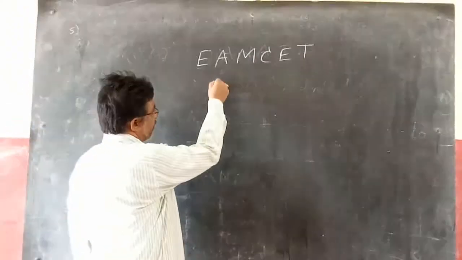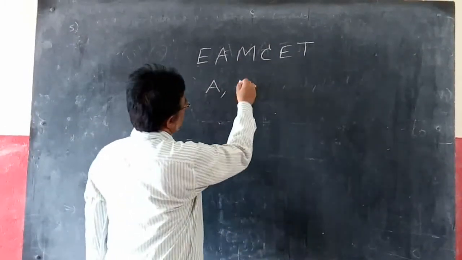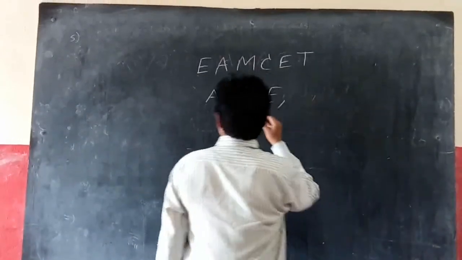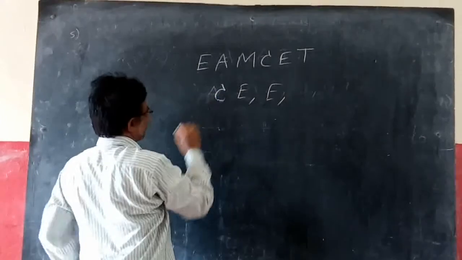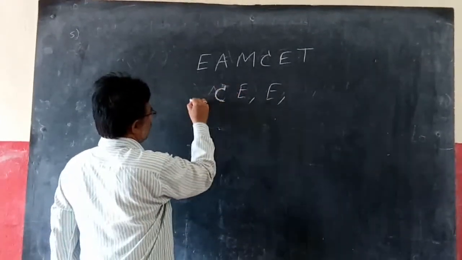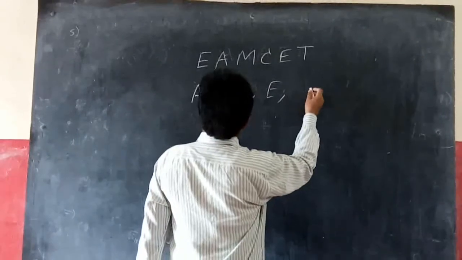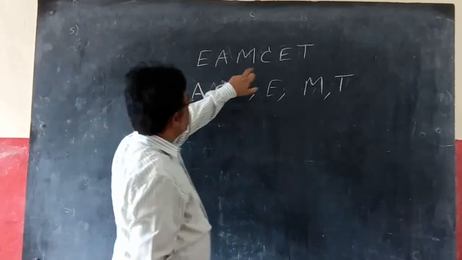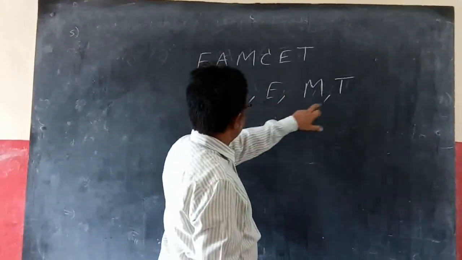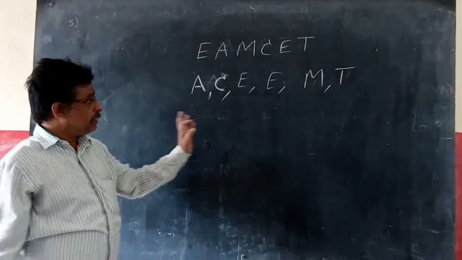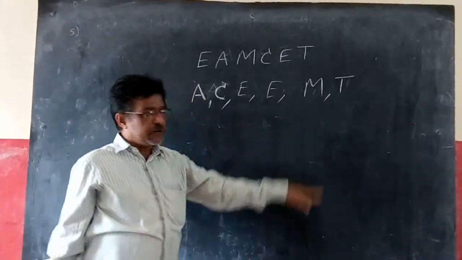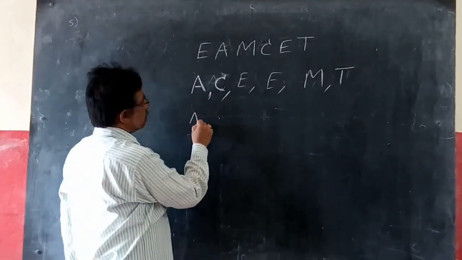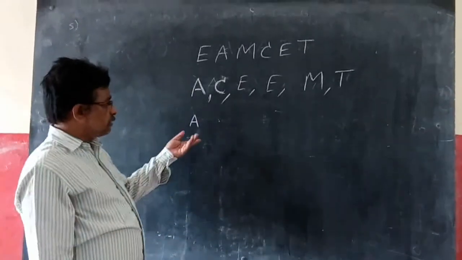First write the letters in alphabetical order: A, C, E, E, M, T. That is 1, 2, 3, 4, 5, 6 letters. Now how do you arrange these letters in dictionary order? First you will start with A. So how many words will be formed with A?